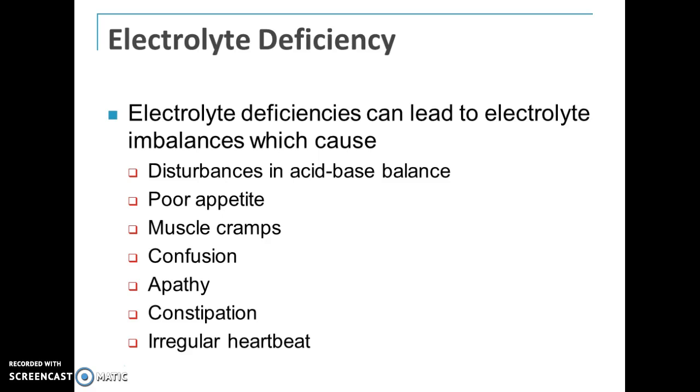Electrolyte deficiency. Electrolyte deficiencies can lead to electrolyte imbalances, which in turn can cause disturbances in acid-base balance, poor appetite, muscle cramps, confusion, apathy, constipation, and irregular heartbeat.